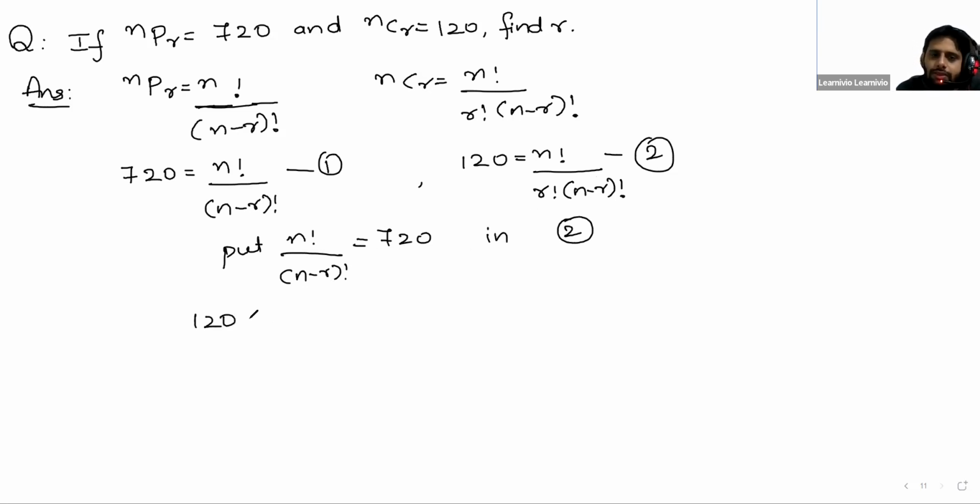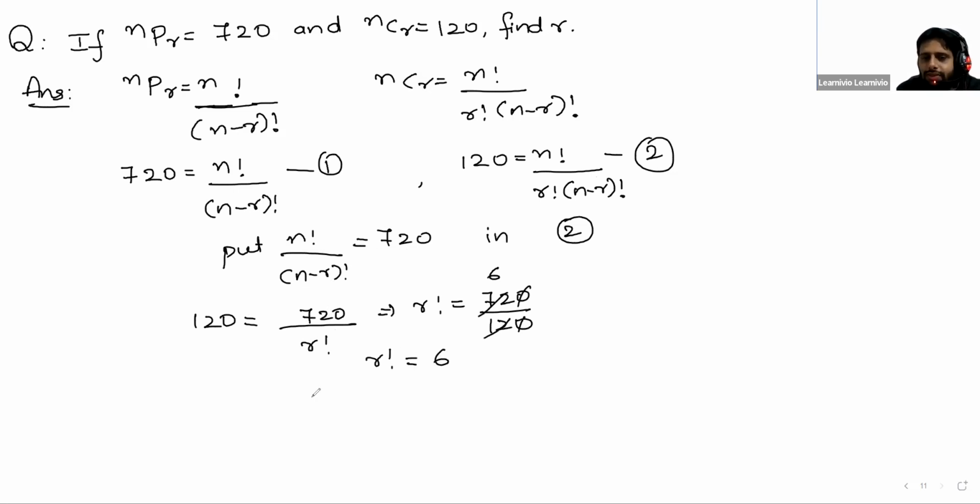So you will get 120 is equal to 720 by r factorial. So shift this r factorial to this side. So you will get 720 by 120, and this you will get 6. R factorial is equal to 6. So what is meant by 6? You can write this as 3 into 2 into 1, which is again 6. And 3 into 2 into 1 is 3 factorial. That's why you will say that R is equal to 3. Rishan, this is clear? Okay, Rishan is not here. So R is equal to 3.